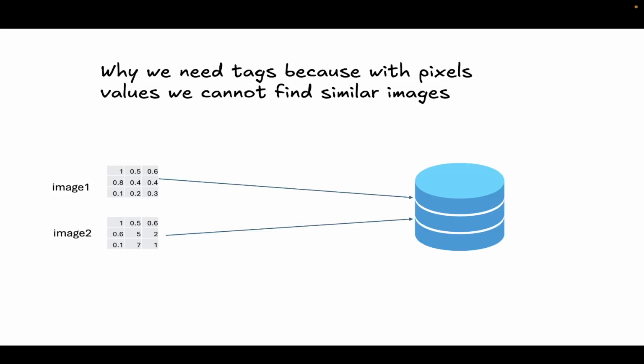Why do we need this metadata? Because just by looking at the pixel values, we cannot find similar images, we cannot analyze anything, we cannot perform any search just on the basis of these pixel values. That's why we always store metadata against all this unstructured data.